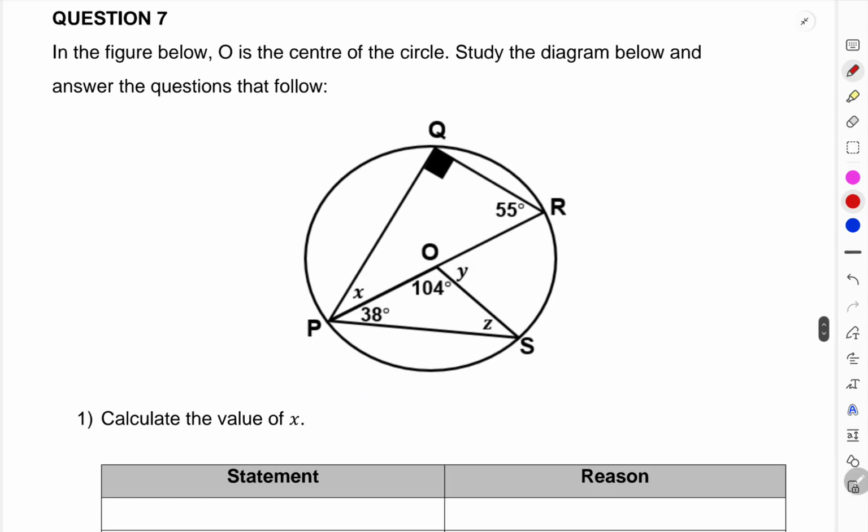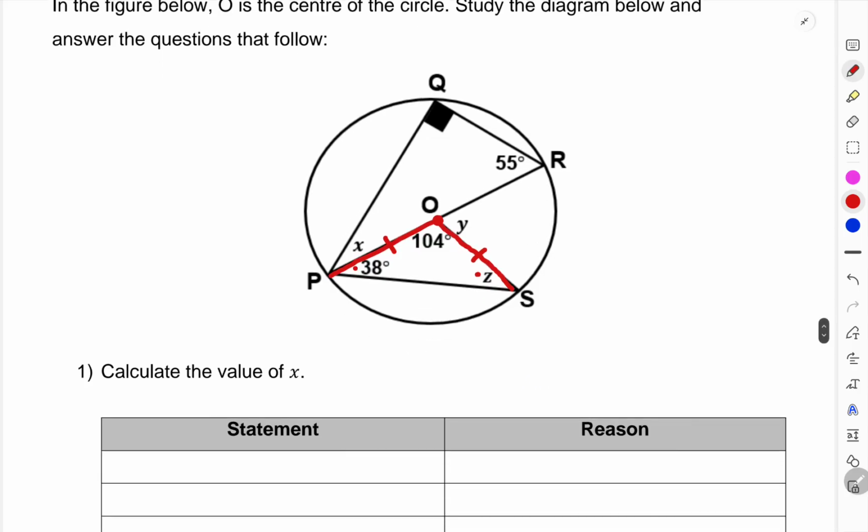Okay, in the figure below, O is the center of the circle, study the diagram below and answer the questions that follow. So remember, whenever they give you a circle, it's not just because they want to be funny and put it in a circle. We always have to remember that from the center of the circle to the edge of the circle gives you your radii. And what is nice about a radius is that it's always the same length. Okay, so already I must see that z is going to be equal to 38 because of the isosceles triangle, which is angles opposite equal sides.